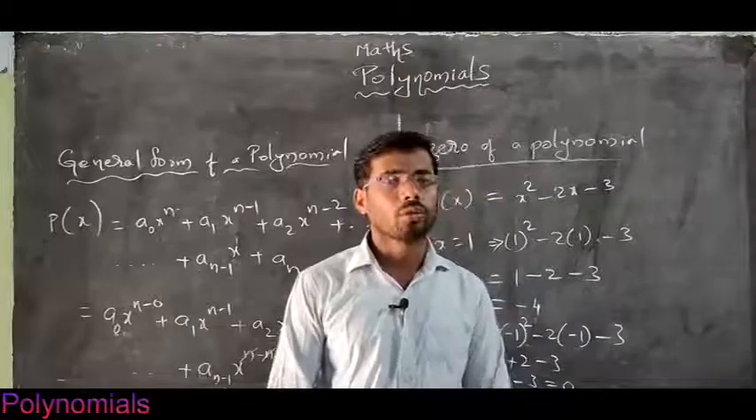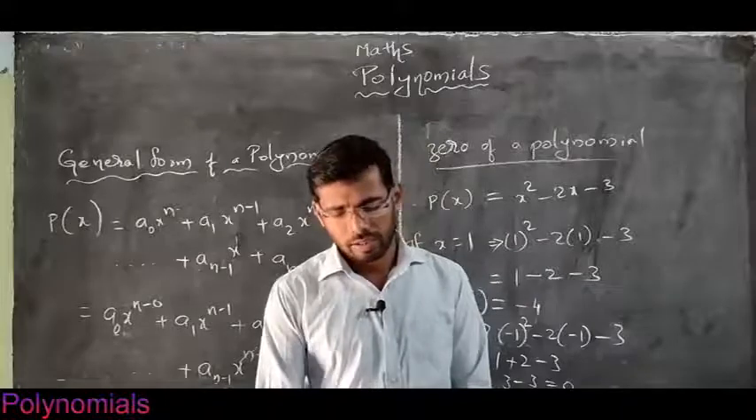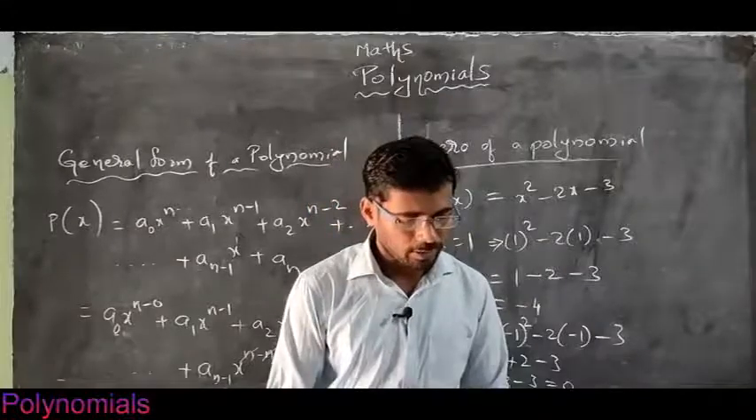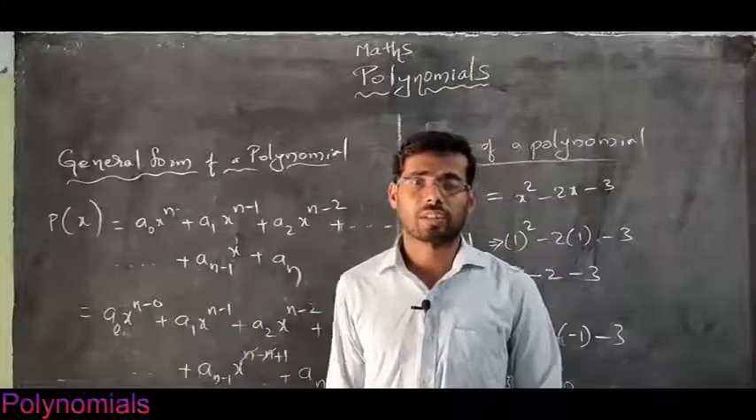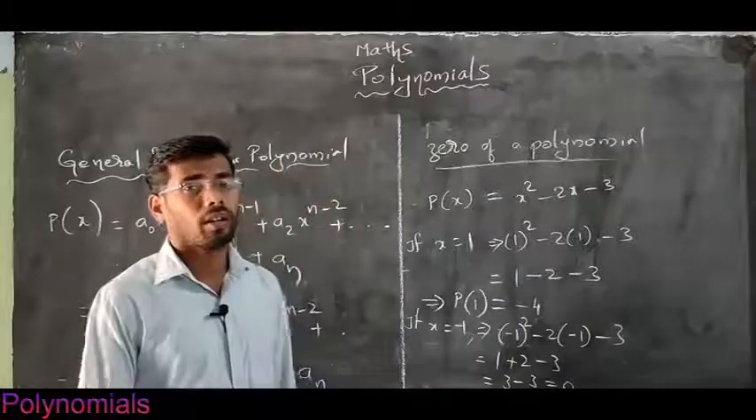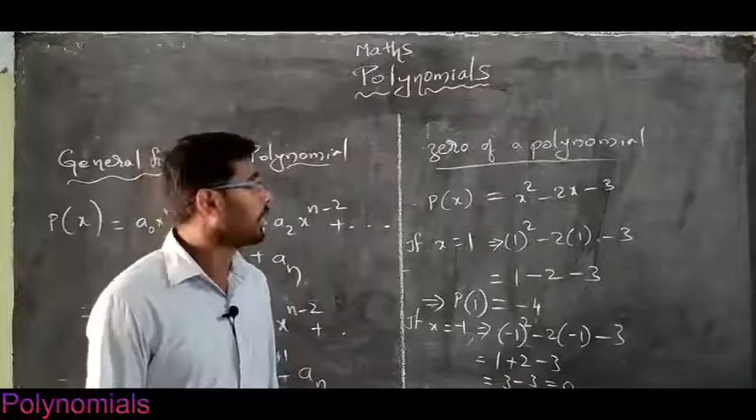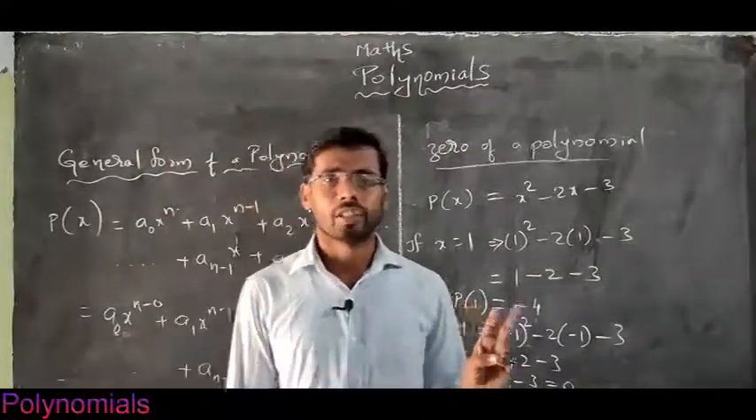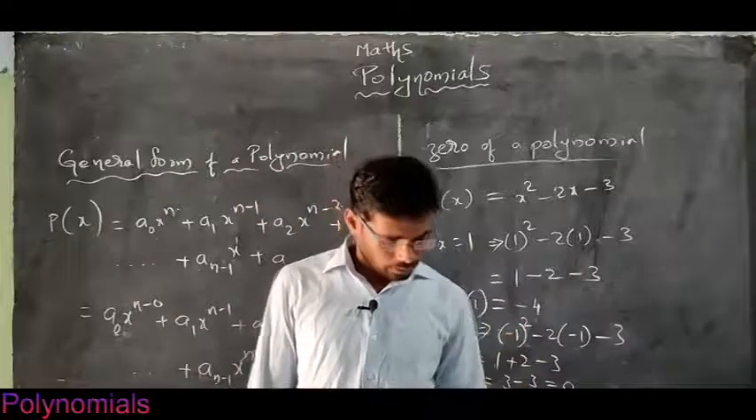Next we are going to do problems from 3.1, that is the third chapter, first exercise. The introduction part is completed. I was also explaining degree. Degree means, in a polynomial, the variable's highest power is called the degree. If you know all this, degree, zero of the polynomial, general form, then you can easily do the exercise 3.1 problems.